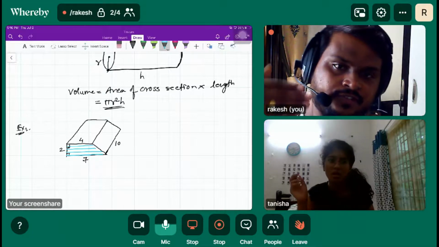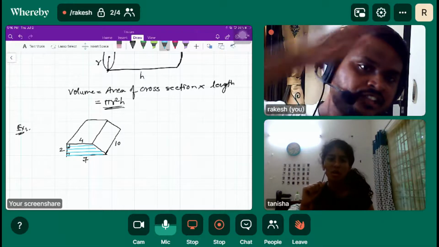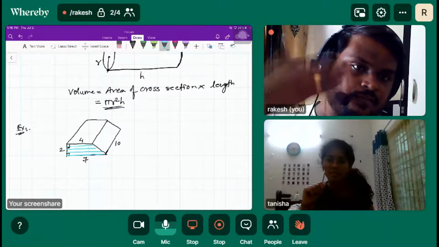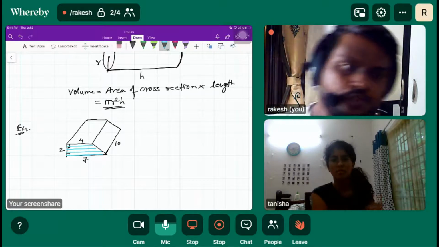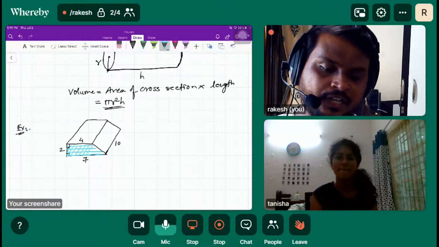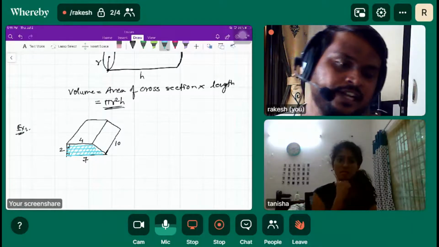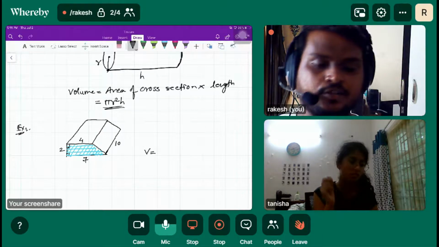And you will definitely verify that this cross section is going all along the length 10 units, isn't it? Means this is the same everywhere. The cross section is the same everywhere. So if we simply find out the area of this cross section, and if I multiply this by 10, we will get the volume of this prism, isn't it?